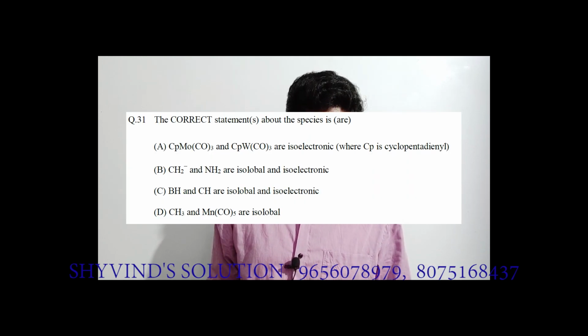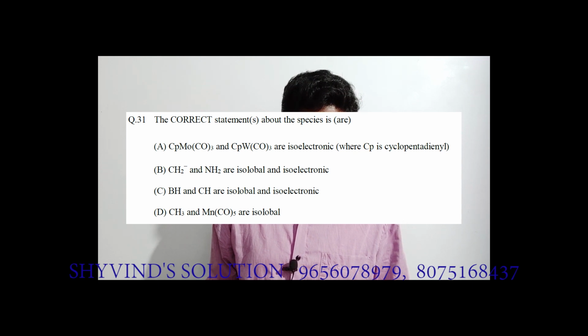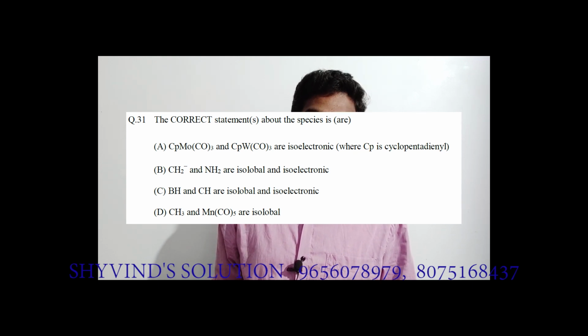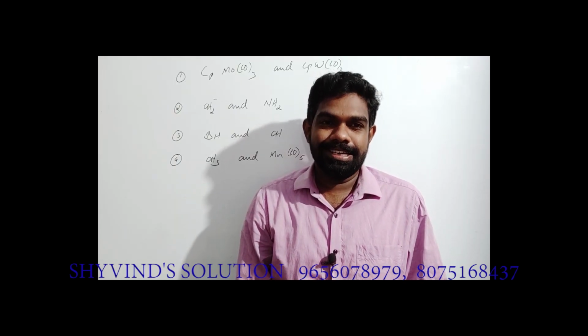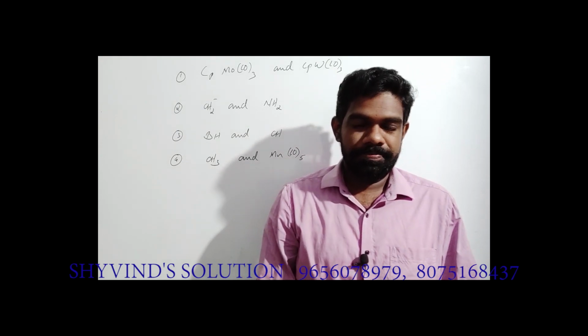So from the 31st question onwards up to the 40th question, they are multi-select questions. So there will be more than one correct answer. So let's do it like that. This is the 31st question. The correct statements about the species are... These are the options given. So let's discuss how to do this problem.